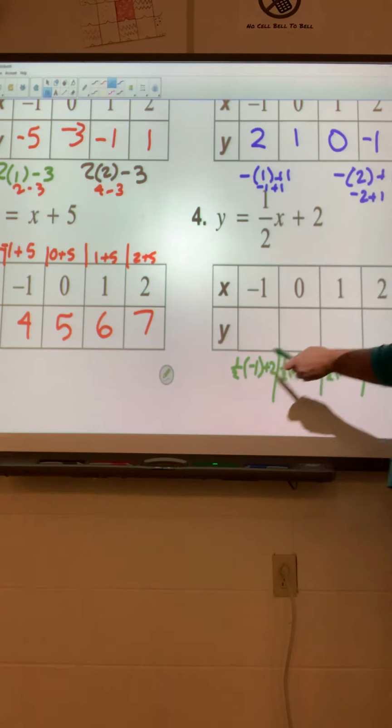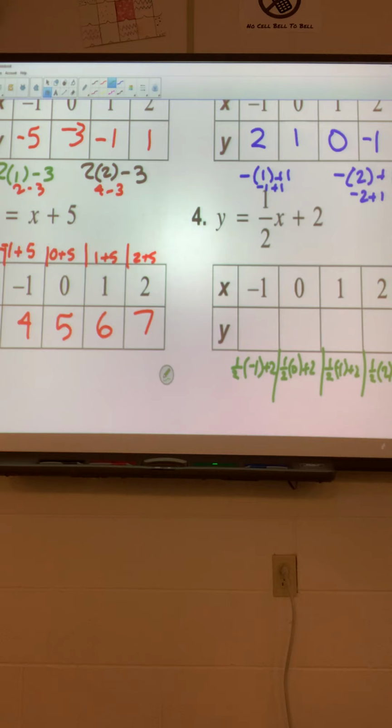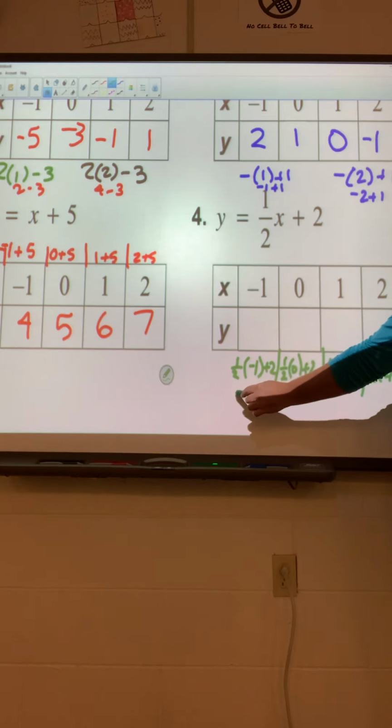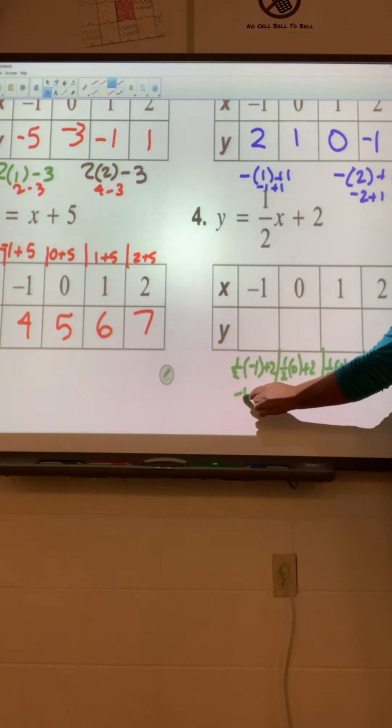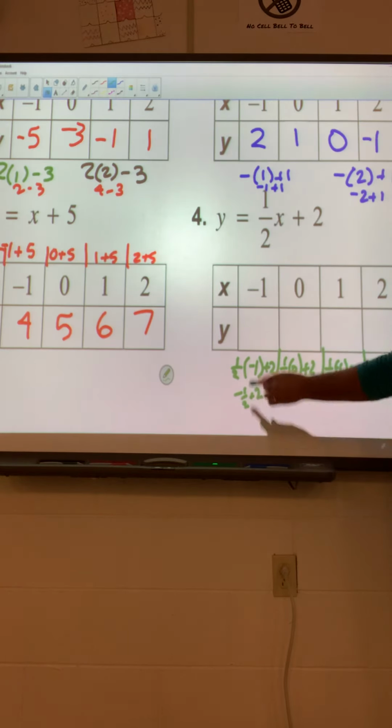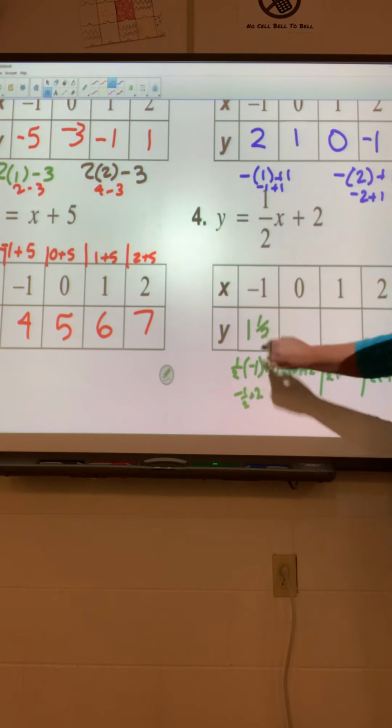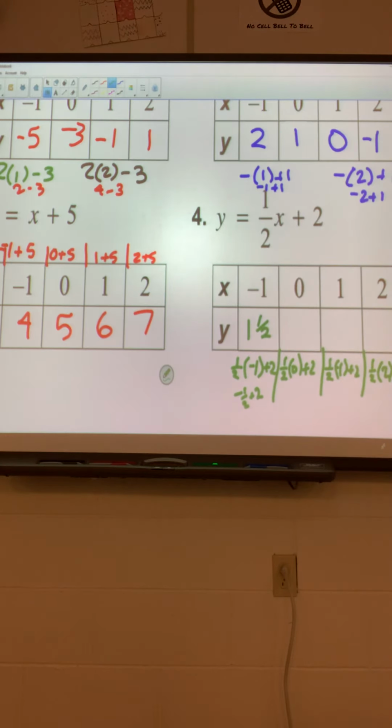On this one, we had to multiply by a half, so the whole numbers, or the prime numbers, aren't going to be very helpful, but. So this gives me a negative half plus 2, which is 1.5. 0 times a half is 0. 0 plus 2 is 2.